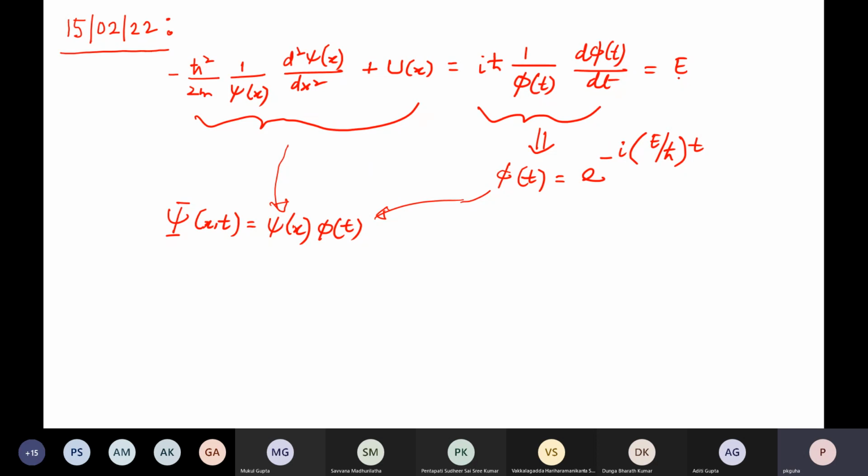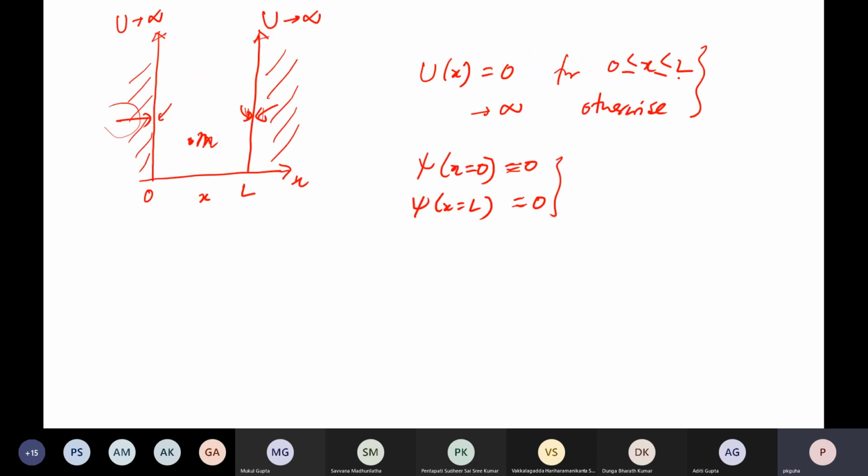Then we found the solution, and the solution can be written as a sine kx plus b cos kx, right? And we use these boundary conditions, for example this boundary condition, and find that b equal to 0.